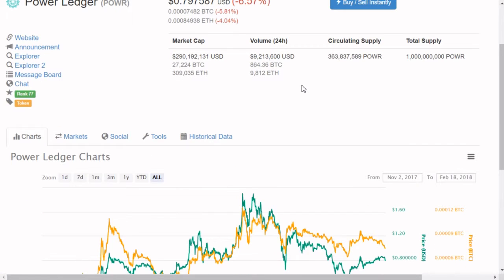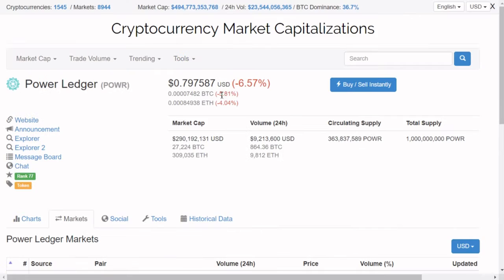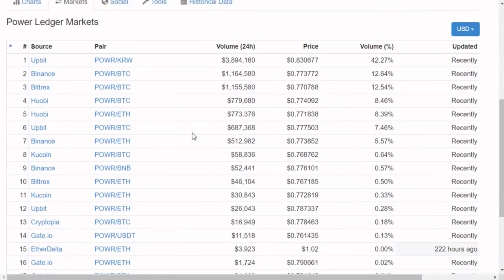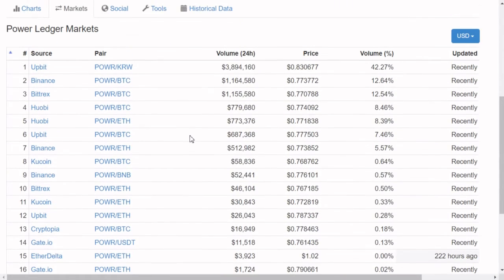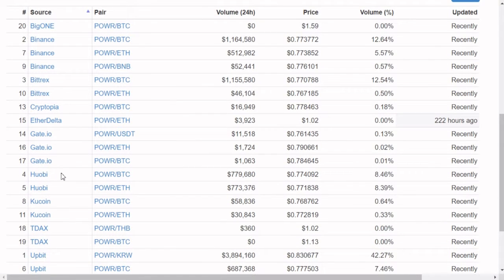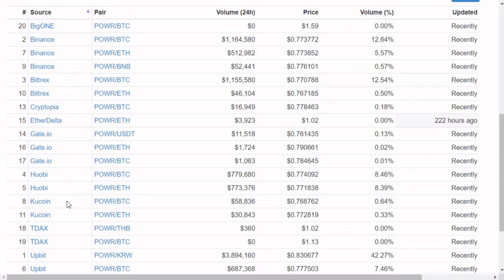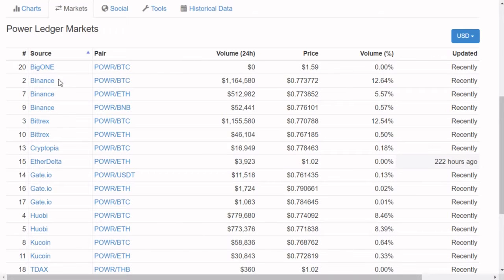But regardless, what you do is you scroll down, you click on the Markets tab, which is this one, and you see where it's being sold. Now, Power is pretty popular, so it's being sold in a lot of places. You can see Binance is one of them, Gate.io, Bittrex, KuCoin. The main two that I try to trade on these days are KuCoin and Binance. I'm going to use Binance as an example today.